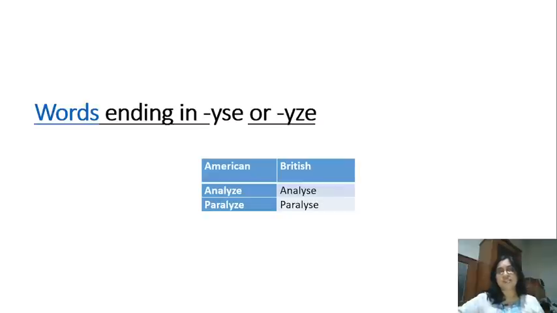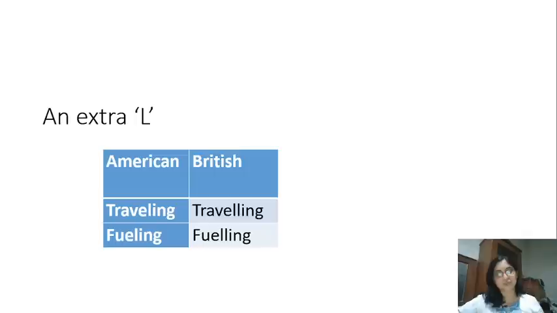Likewise, YSE and YZE, like I have just explained, the ZE ending would be American and SE would be British. So analyze, as a verb, to analyze something with a Z would be American English, and analyse with an S would be British English. Paralyze, paralyse, same. So this is the difference between American and British English.